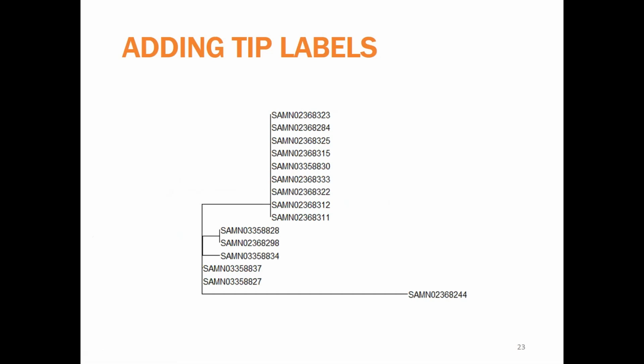If you run that, you should be able to see, oh, I guess it's the SAM numbers, not the SRR numbers, but you should be able to see the default tip labels. So it tells us a little bit more about our tree.